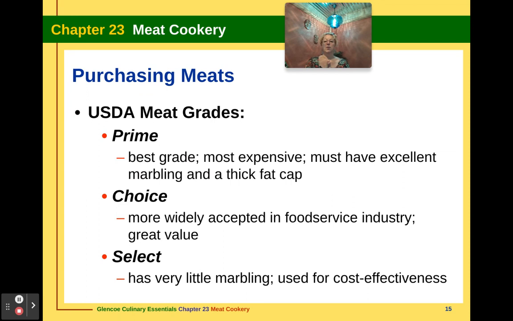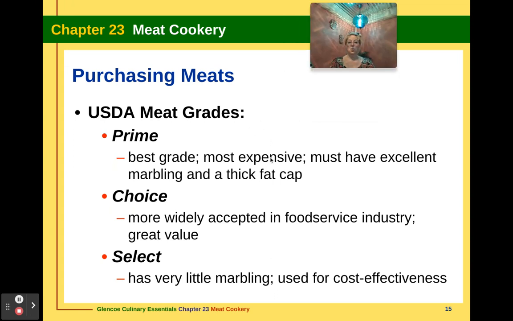This is based off of the age of the animal, the flavor, the tenderness, the marbling, and the color. So prime is the best grade. This is the most expensive. This is excellent marbling, a nice thick fat cap. Choice is very accepted in the food service industry and grocery stores. It's a better value, but you may find that those products are not as tender. Select is going to be much lower, more cost effective, and a little tougher. It's going to be probably from an animal that's a little older, and you'll definitely see all three of these in restaurants or in grocery stores.